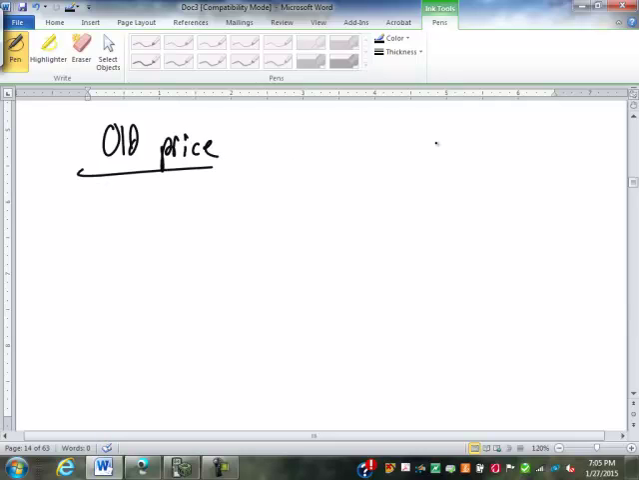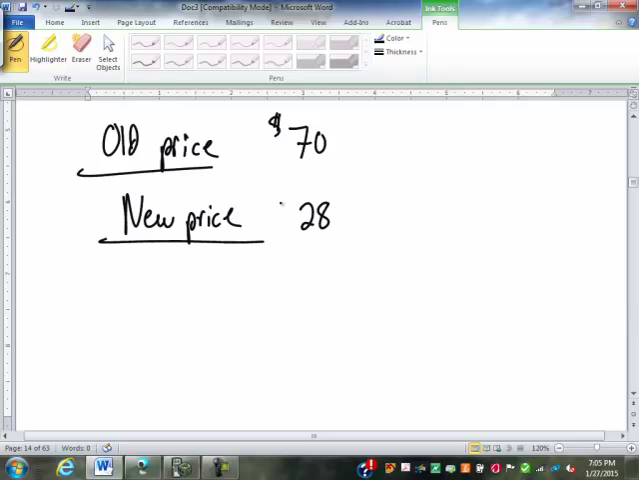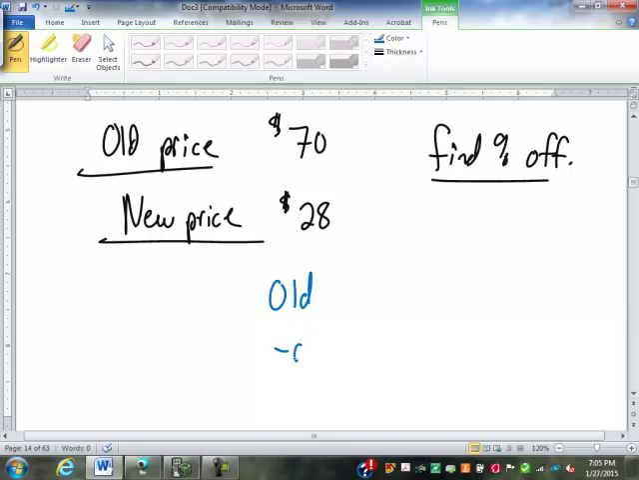So let's say something has an old price of $70 and a new price after a discount of $28. Find the percent off or the percent discount. Oh, we could probably figure this out using conventional methods, but I like to use my table. We've got the old price minus a discount gives us the new price.